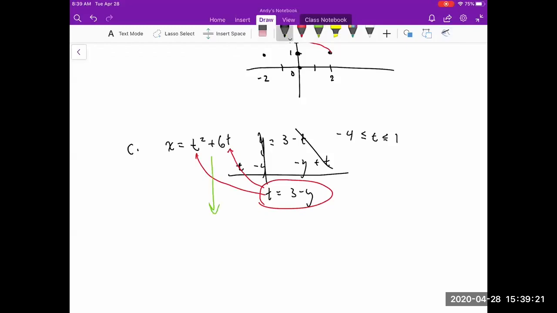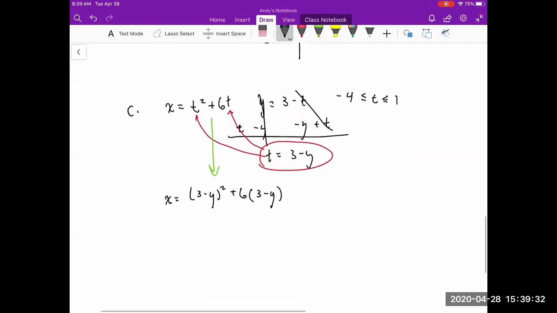All right, so plugging this into both of these t's, we end up getting this. x is equal to 3 minus y squared plus 6 times 3 minus y. So we can expand this out and then just simplify things. And you'll see it's a quadratic in y, meaning that it'll be a sideways parabola. So a normal vertical parabola is y is equal to a quadratic in x, but if your variables are switched, then it's a horizontal instead of vertical shape.